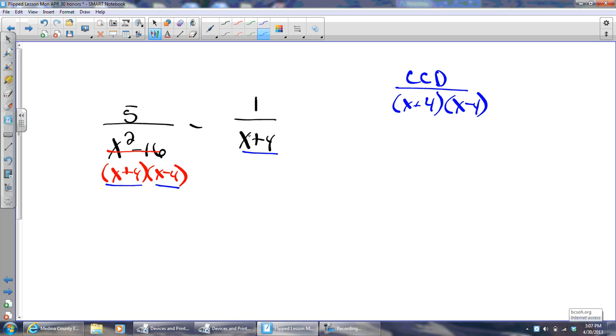And so to get my LCD, I would only multiply this one by an x minus 4. But before I actually did my multiplication, because it's subtraction, I would change like that and then distribute a negative 1. You can finish that problem on your own.